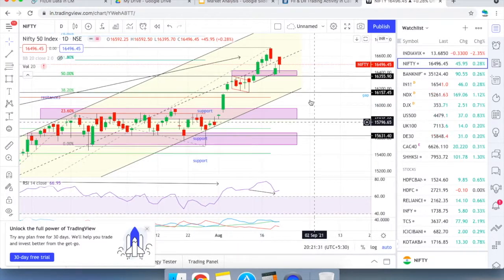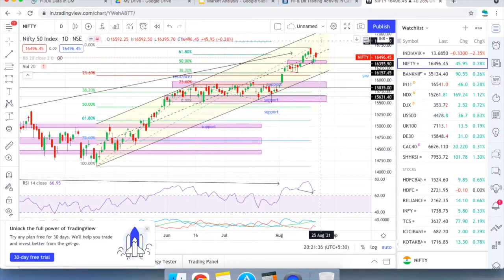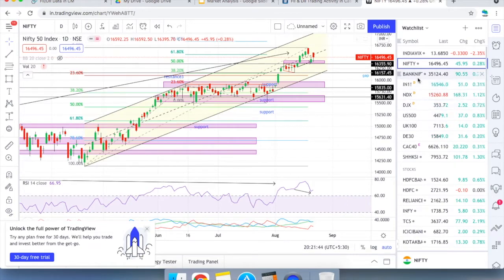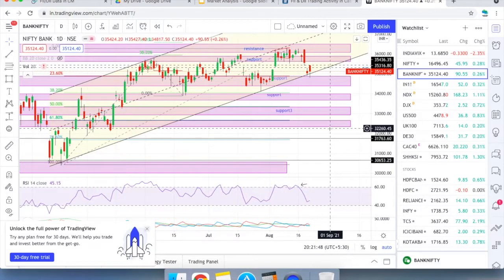if it slips. And above, the 78% fib extension projection is 16,850, which is the upside resistance, and after that you have 17,000, which is the rounding number. Let's say in Bank Nifty, nothing much has changed.